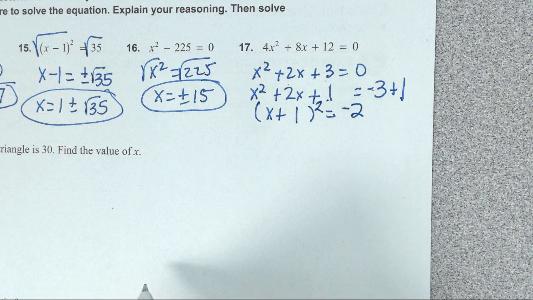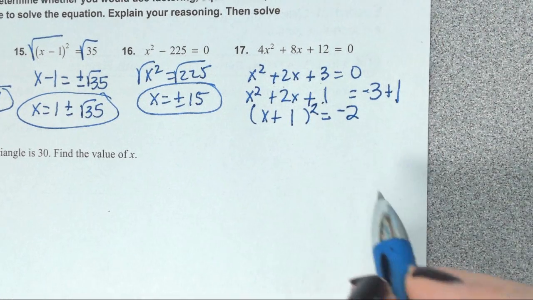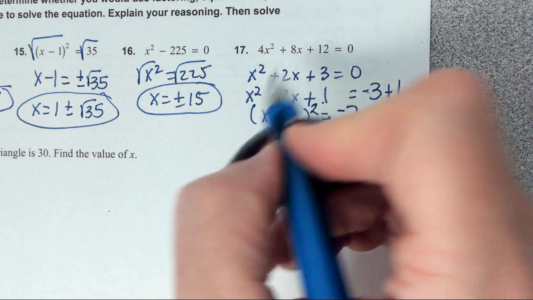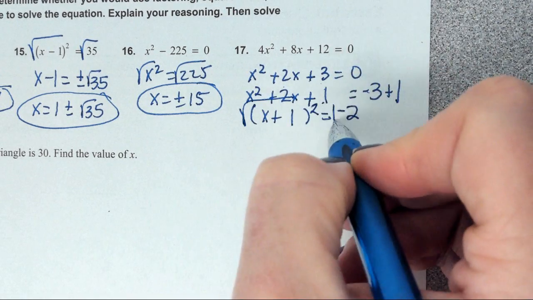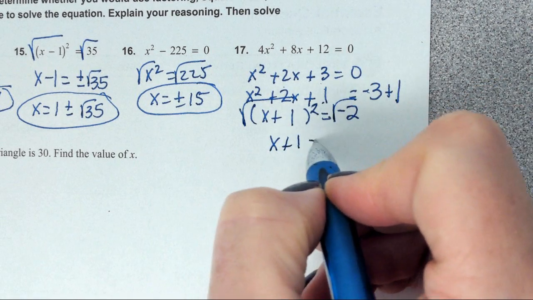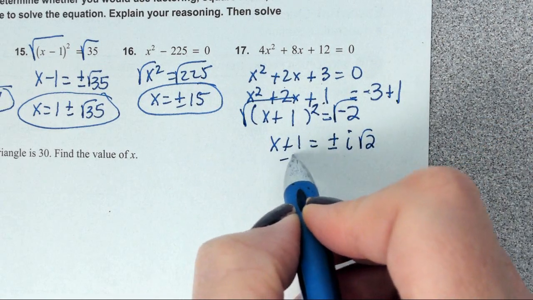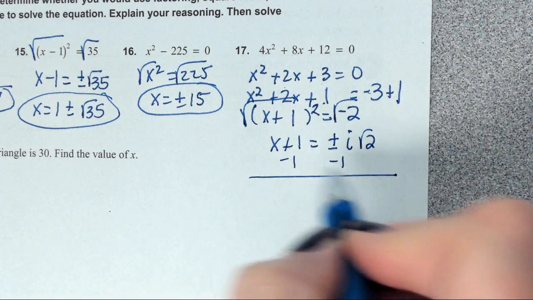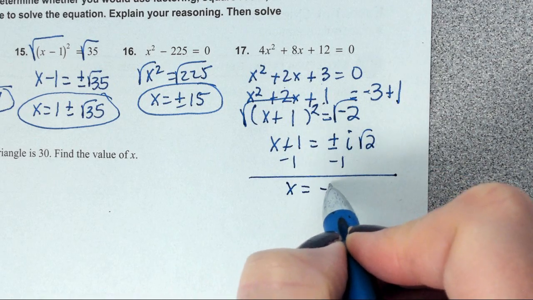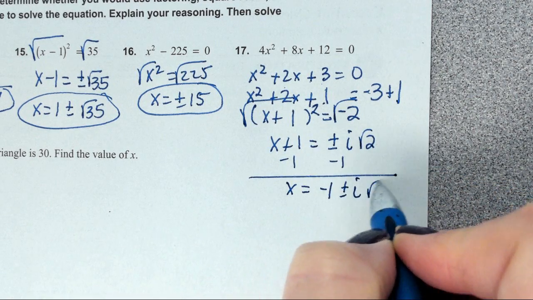Okay, I'll let you off the hook then. And Sydney, what do I do now? Take the... So now I'm going to have x plus 1 equals plus or minus i radical 2. To finish the problem, I have to subtract 1. Those are not like terms, so it's negative 1 plus or minus i radical 2.